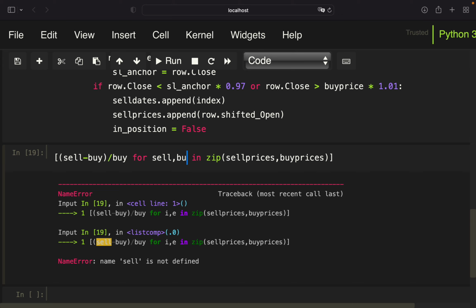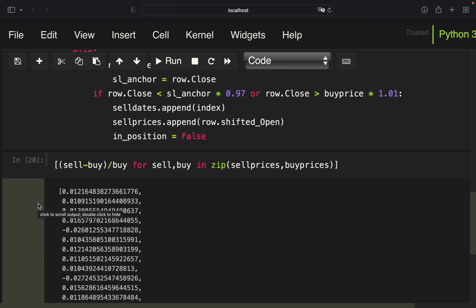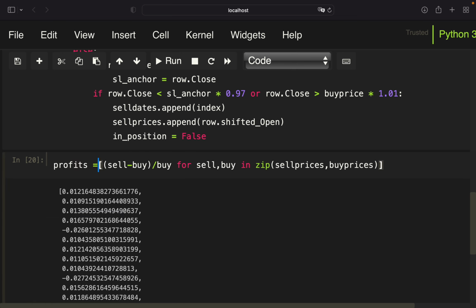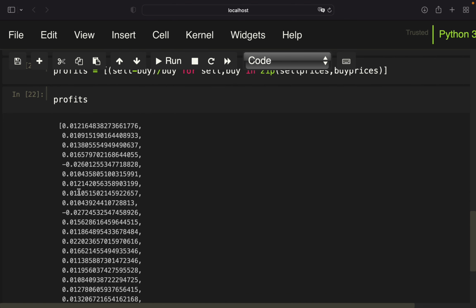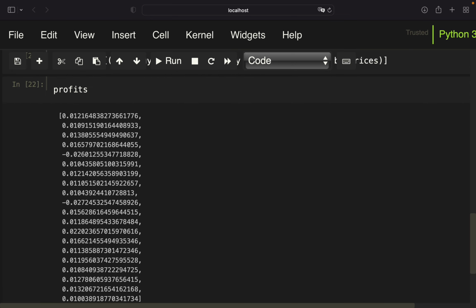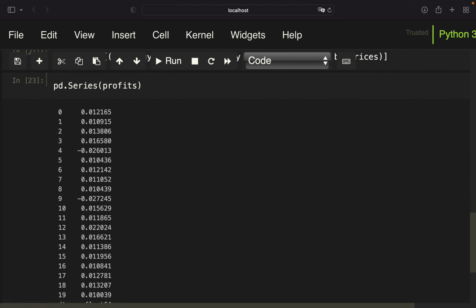Of course, pick the right naming conventions here and not do totally mindless stuff as I just did. And with that, you will get your profits, your relative profits per trade. So let's store that in profits. And this at least looks quite positive. So let's evaluate that, just creating a series out of that so that we can have an easier time analyzing.